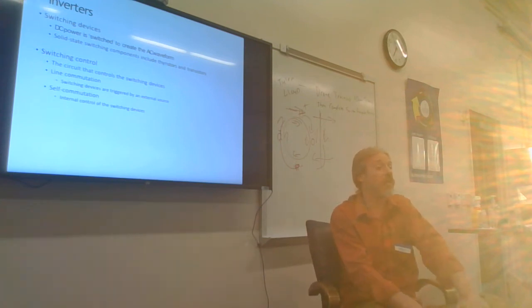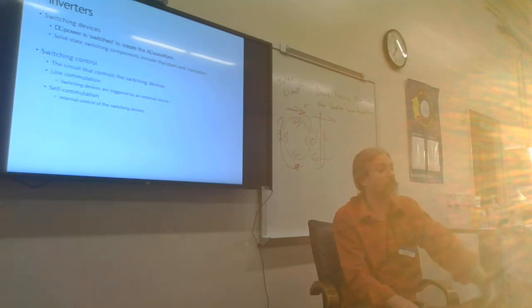A self-commutated inverter has internal control of the switching device. In other words, I have an AC refrigerator that's plugged into a battery-based inverter. That inverter has to know how often to switch its directions to power that refrigerator. And so that self-commutation is where either the 50 hertz or the 60 hertz comes into play.